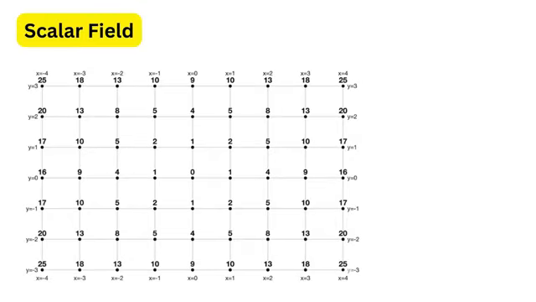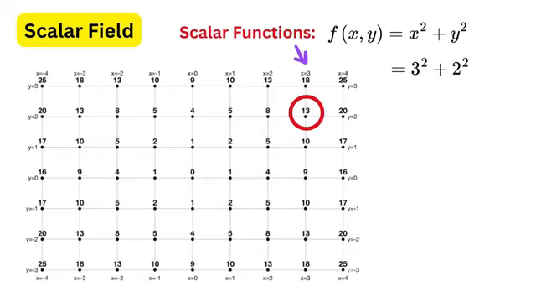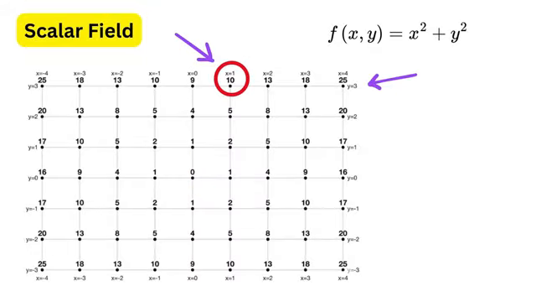Now, to describe scalar fields mathematically, we use scalar functions. A scalar function takes coordinates as input and outputs a single number. For example, a function might take x and y as input and give you a height value like f(x, y) = x² + y², which outputs a single number like 13 when x is 3 and y is 2. So, the height at (3, 2) is 13 units. Then, at the origin, height is 0. Then, maybe at (1, 3), the height is 10 units.